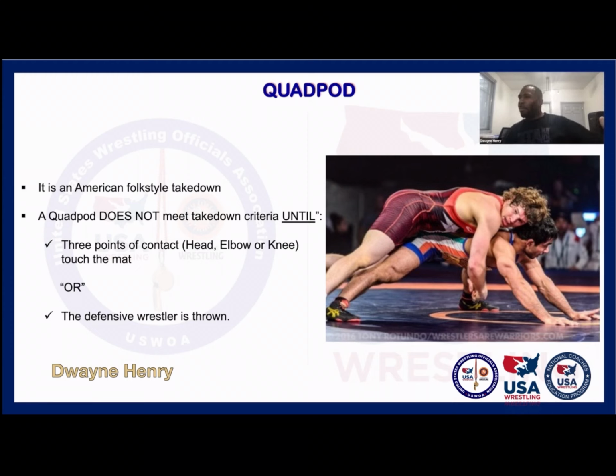So this first image is quad pod position, where you have Derringer on top. This position is commonly known as a Merkle or quad pod, internationally. And this is generally a folk style takedown. This is where we would score 2 points for this first action. But in freestyle and Greco, it becomes a little bit different, because this position is not going to be a takedown until it hits criteria of either the bottom wrestler, the defensive wrestler, getting thrown, or that defensive wrestler having 1 or 3 points of contact down. That's head, elbow, or knee to hit the mat.